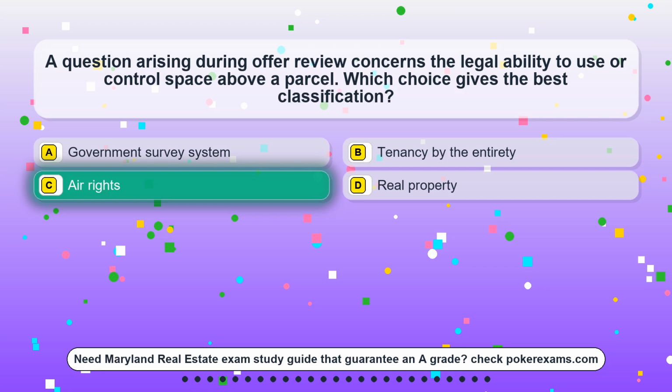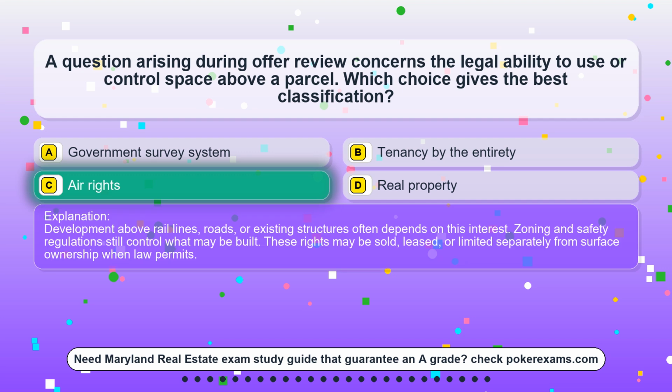The correct answer is option C, air rights. Development above rail lines, roads, or existing structures often depends on this interest. Zoning and safety regulations still control what may be built. These rights may be sold, leased, or limited separately from surface ownership when law permits.